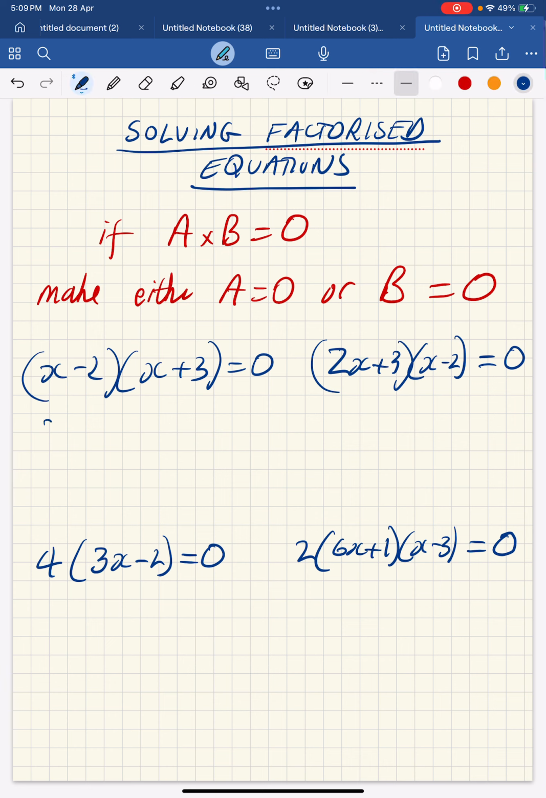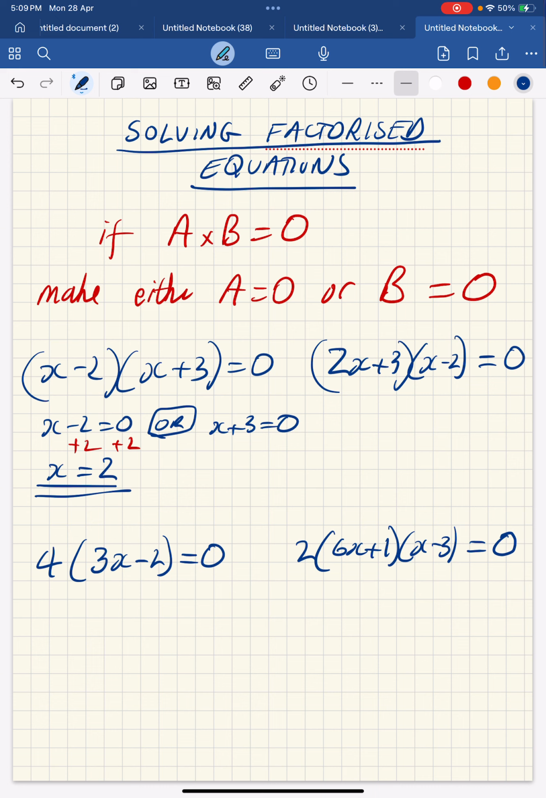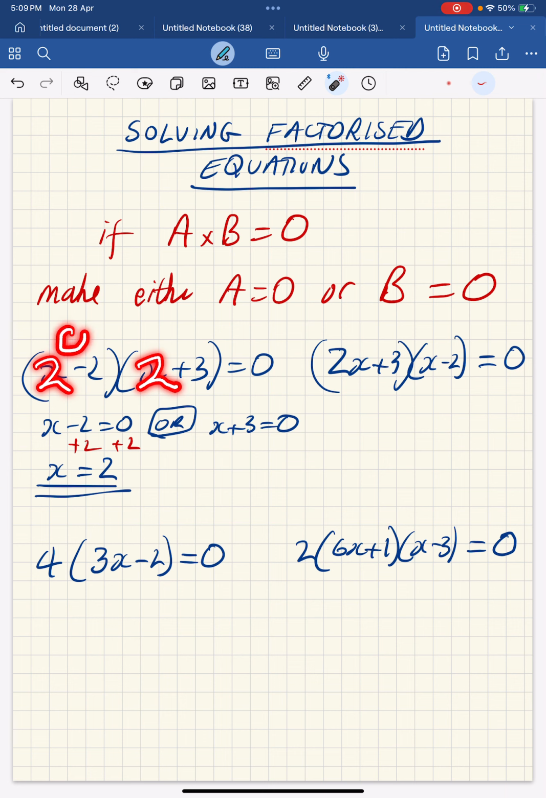So here we either make x minus 2 equal to 0, or we focus on making x plus 3 equal to 0. Go ahead and solve these as two linear equations, plus 2 plus 2. So therefore this is x equals 2. Let's just make sure that works. What happens if we substitute 2 for x? We put 2 here, we put 2 here. Can you see that 2 minus 2 is 0 times 5? And that of course equals 0, because it doesn't matter that this is 5, this is 0.